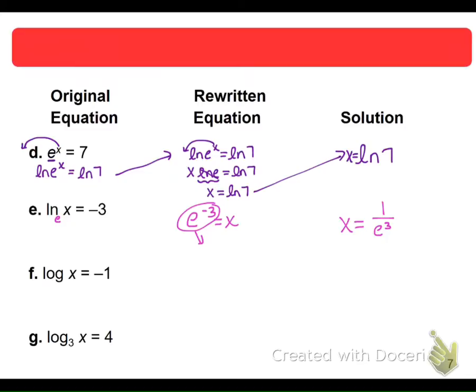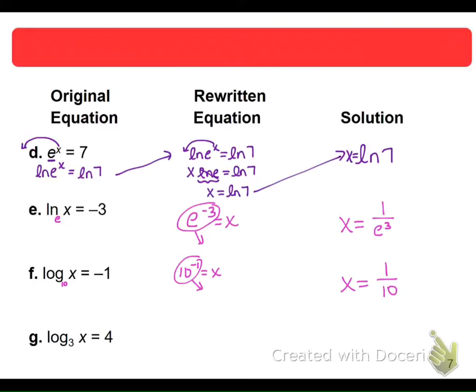Moving on with F. Again, we've got log equals a number, so let's change it to exponential. Log is a common log, and what is its base? It's base 10. So when we set this up into exponential, we get 10 to the negative 1 equals x. Well, just like above, you don't like that negative exponent, so let's get rid of it. So we get x equals the negative exponent, you send it to the bottom, and it becomes 1 over 10.